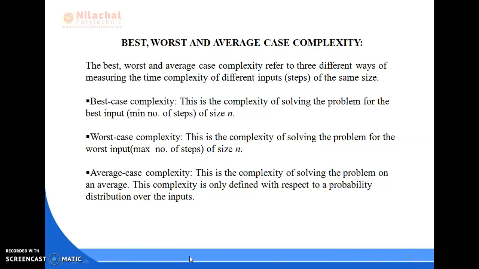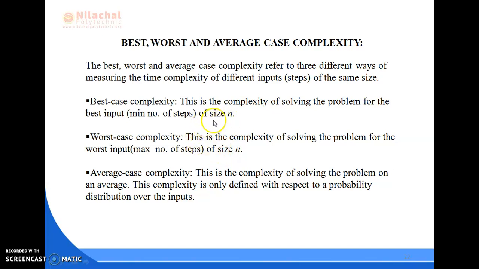And the average case complexity is the complexity of solving the problem on an average. This complexity is only defined with respect to a probability distribution over the inputs. That is, we can summarize as: the best case complexity takes the minimum number of steps to solve any problem. The worst case complexity takes the maximum number of steps to solve any problem of the same size.